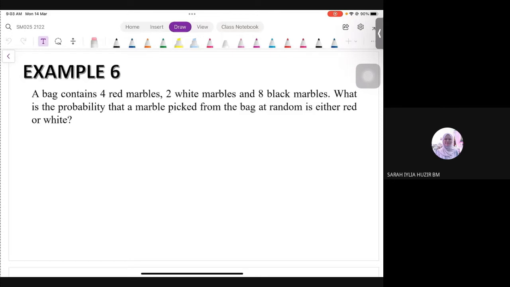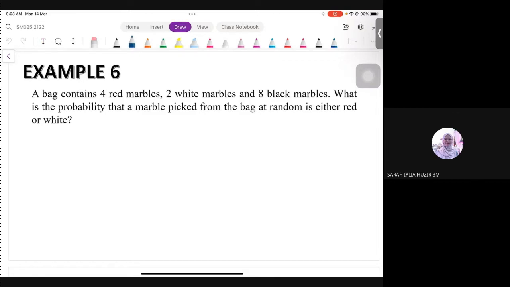So next example, we have a bag contains 4 red marbles, 2 white marbles and 8 black marbles. What is the probability that a marble picked from the bag at random is either red or white? Okay, dalam satu sentence tu, kena identify apa dia nak bagi tahu. Okay, kita go one by one.